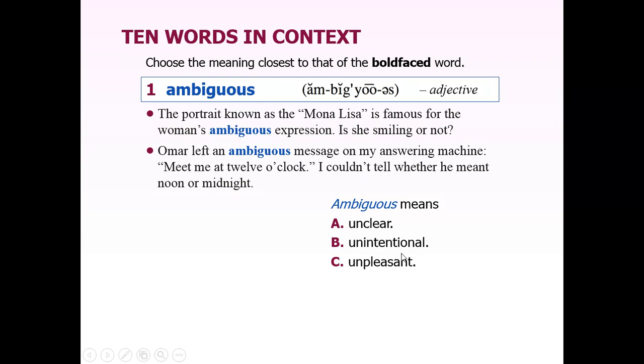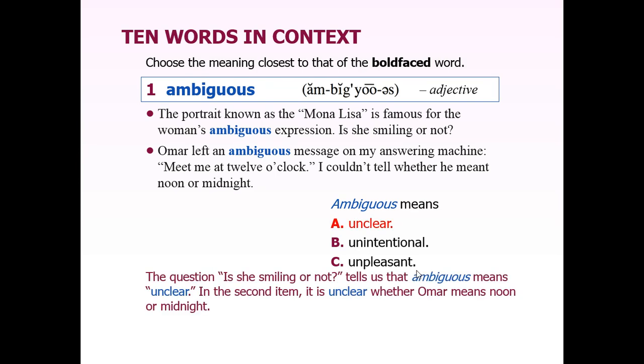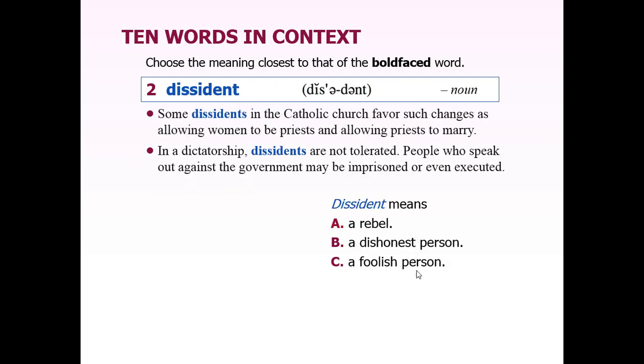So again, you have to use the words around it. And the fact that they end it with a question doesn't indicate to us that it's unpleasant or not good. So we know it's not that. So it's between A and B. Unintentional, there's nothing indicating here that they're trying to intend. So the best word we will choose is A, unclear. And that is what ambiguous means. It is unclear, unknown.